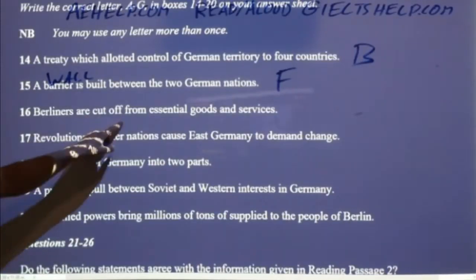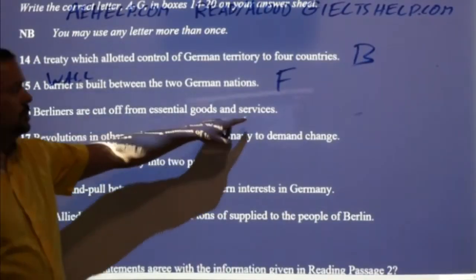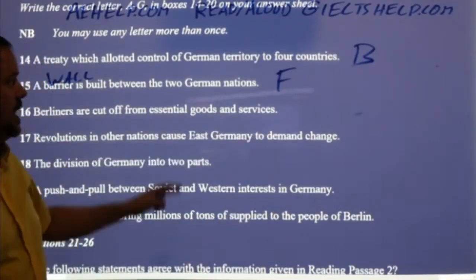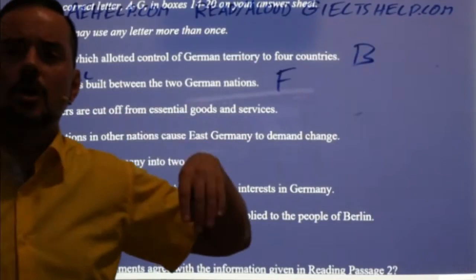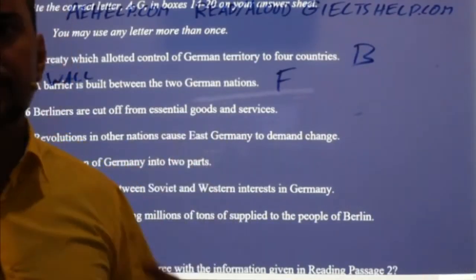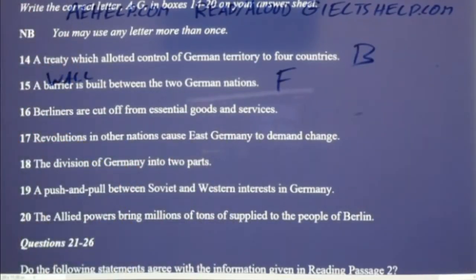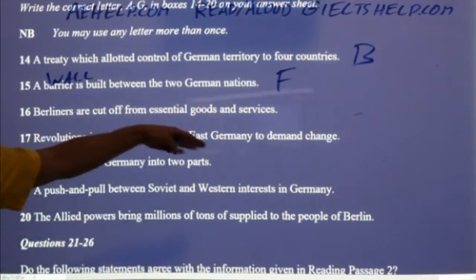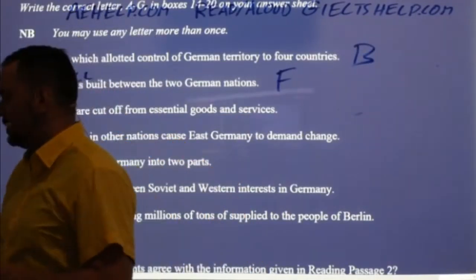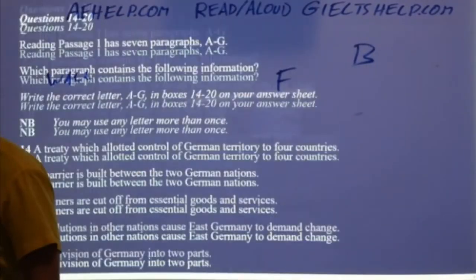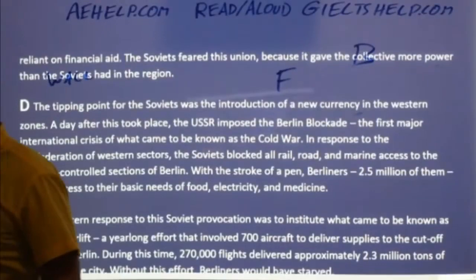Berliners are cut off from essential goods and services. I remember that was the blockade. Okay. And I think that was before the Berlin Wall, if memory serves me correctly, because it was first the blockade, then the airlift, and then the Berlin Wall. So this was kind of D or E. Okay. A lot of you are saying, I think that was D. Nice. So good active reading, everyone. So we go back to D.